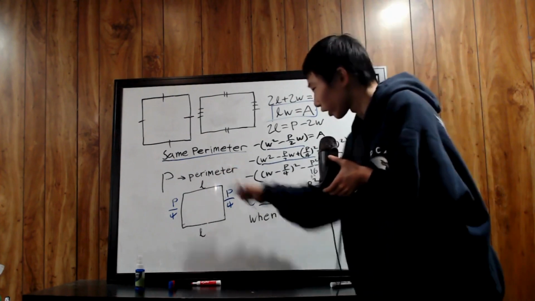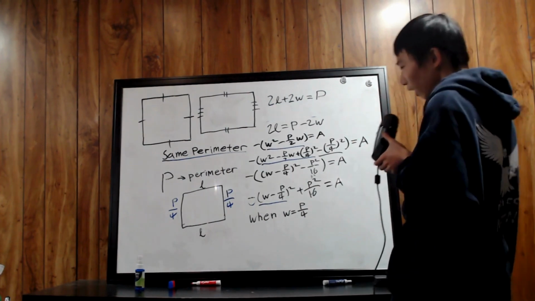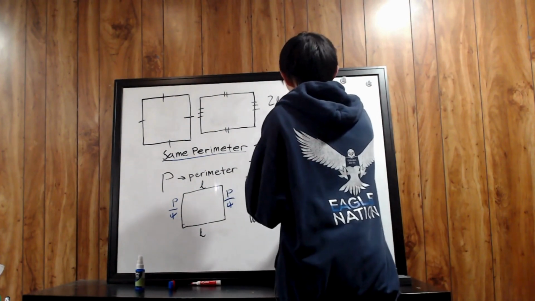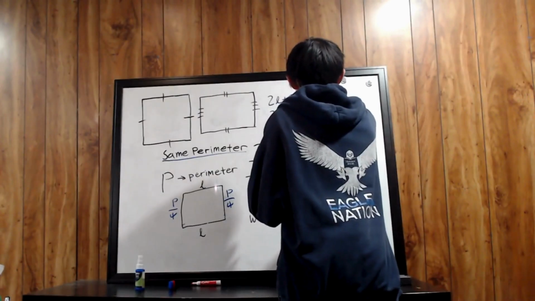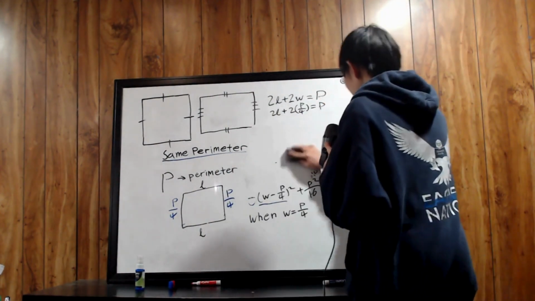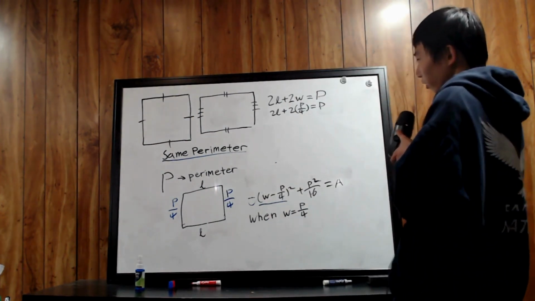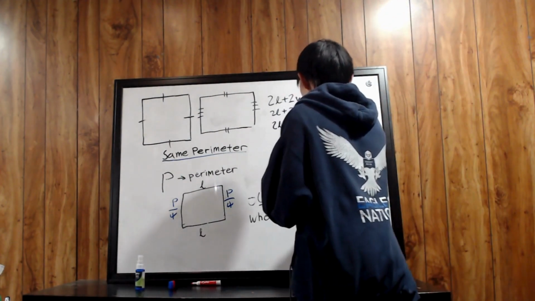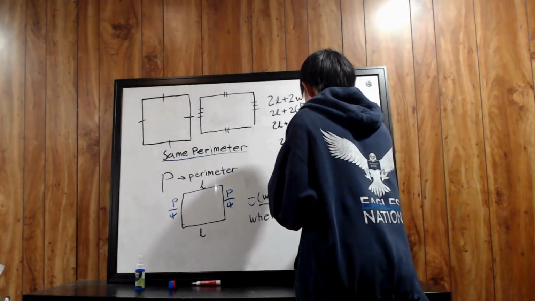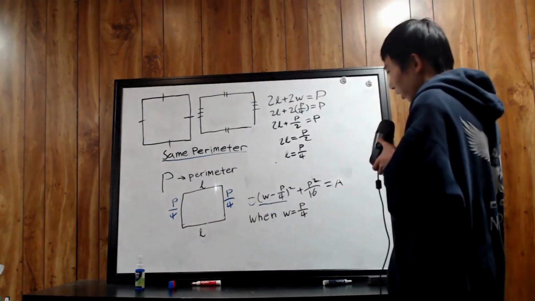Now, what is L then? Again, using our original equation, we can solve for L in terms of P by substituting W with P over 4. Then we have 2L plus 2 times P over 4 is equal to P. Let's solve for L. We have 2L plus P over 2 is equal to P. Subtract P over 2 on both sides, and we have 2L is equal to P over 2. Divide by 2 on both sides, and we have L is equal to P over 4. So the length is also P over 4.